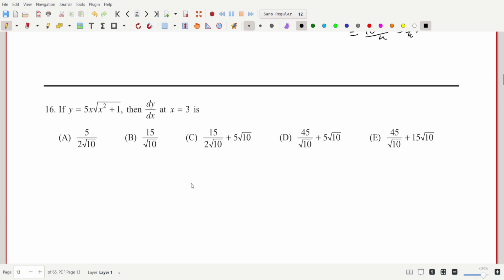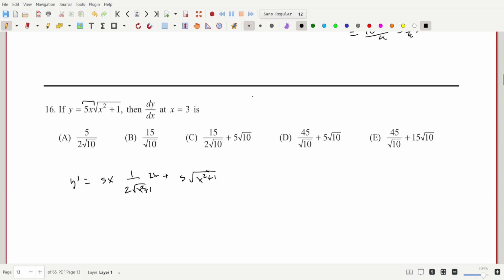Okay. If y is 5x root x squared plus 1, dy dx at x equals 3 is... So basically this is a product and chain rule. So y prime is 5x times 1 over 2 root x squared plus 1 times 2x, and then plus 5 root x squared plus 1. And then you plug in 3. I guess I should explain that. That was a little complicated.